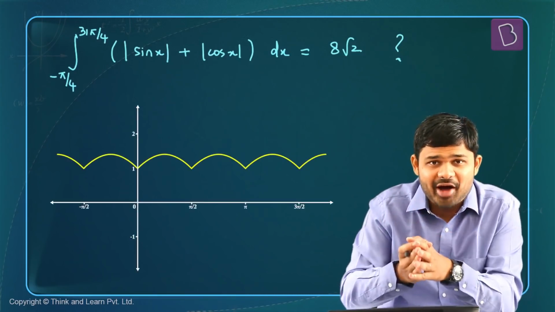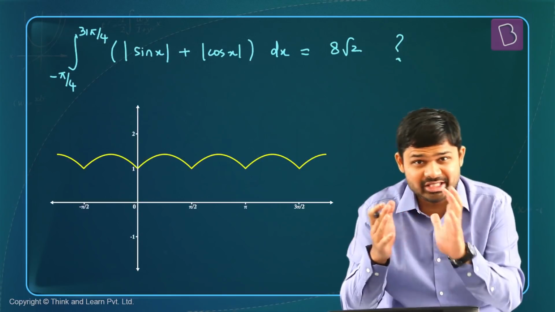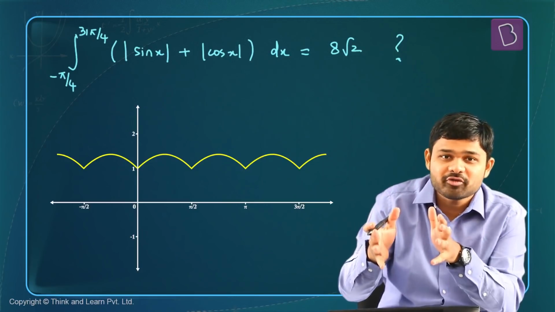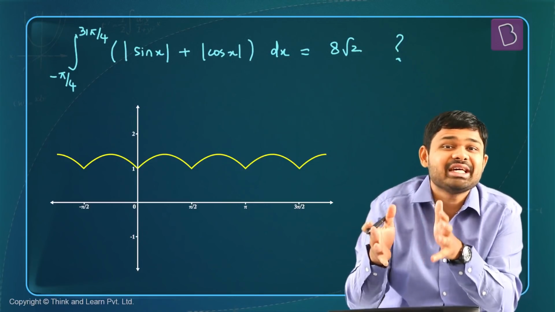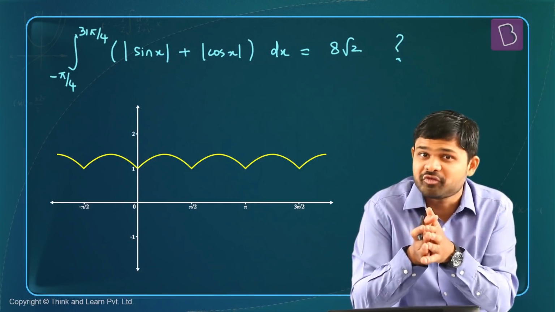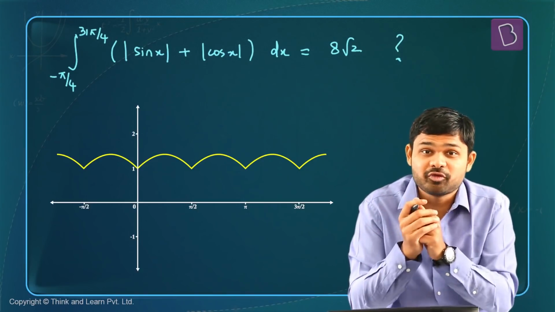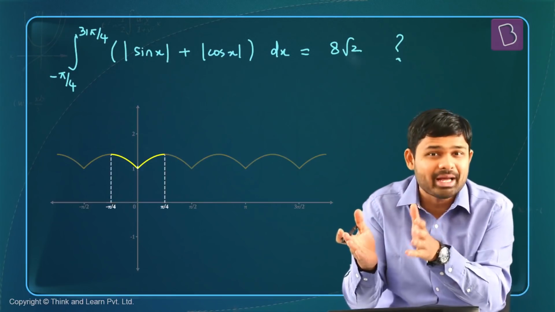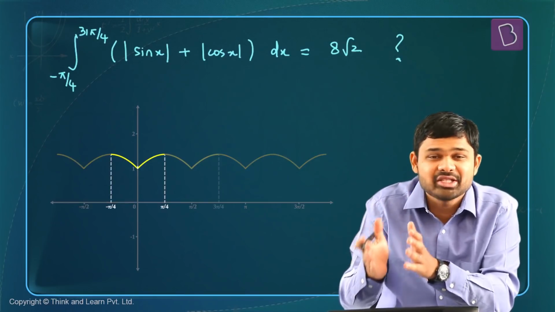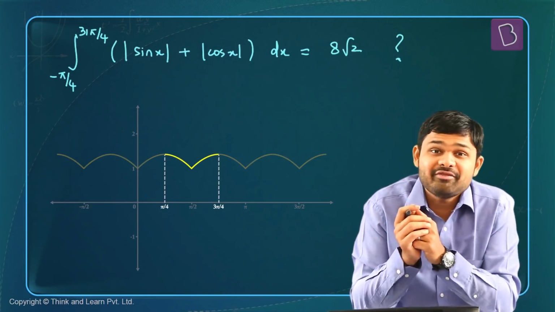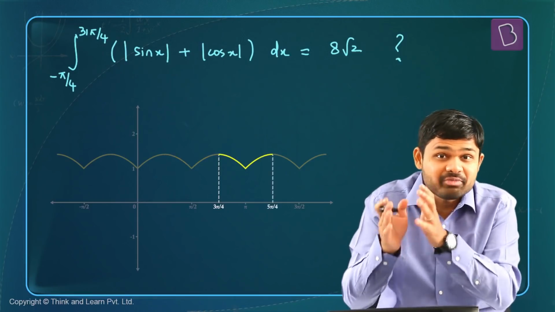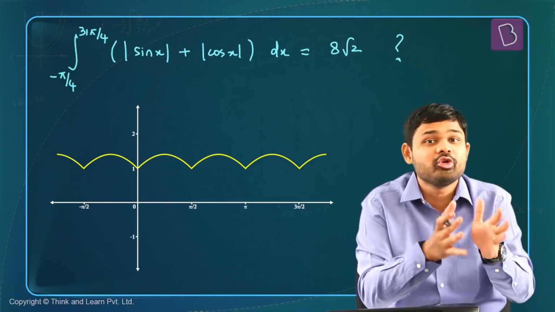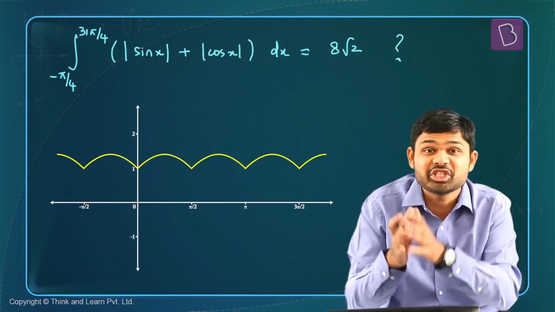So if you look at the graph of mod of sin x plus mod of cos x, remember, it's a graph worth knowing. It is a graph which has a period of pi by 2. If you look at what happens from negative pi by 4 to pi by 4, the same thing is repeating from pi by 4 to 3 pi by 4, and then from 3 pi by 4 to 5 pi by 4. So these things are going to repeat, and so the period of this particular function is pi by 2.